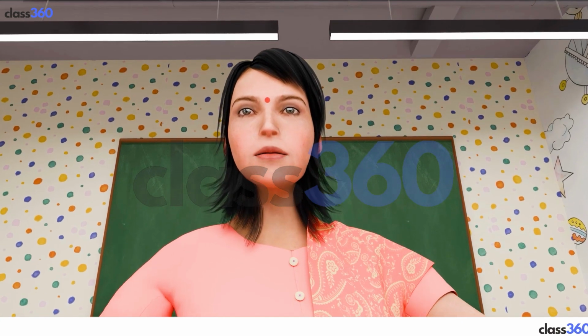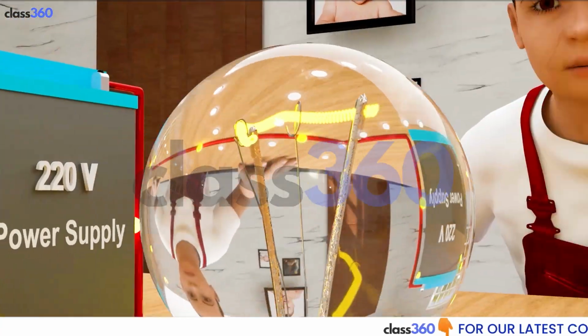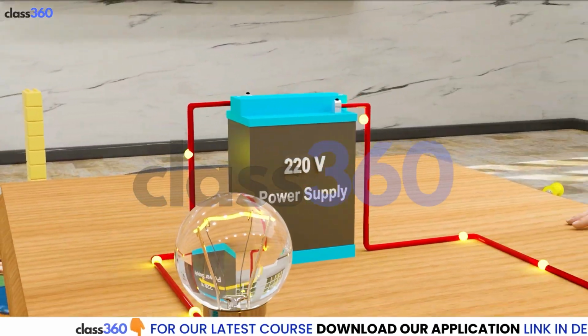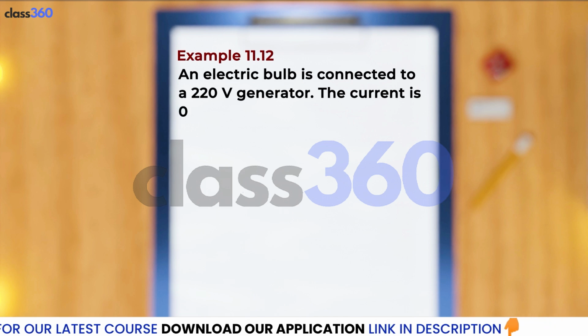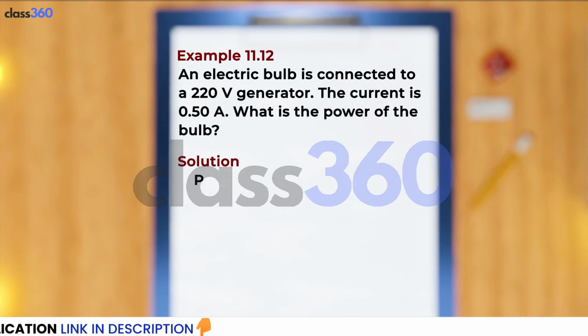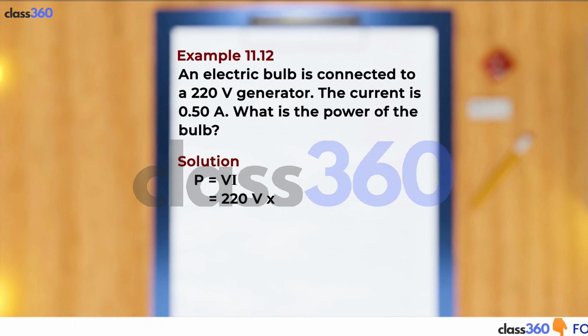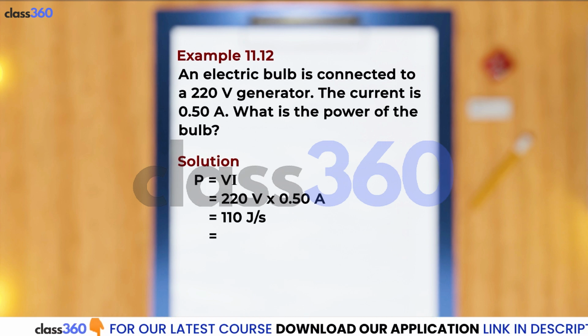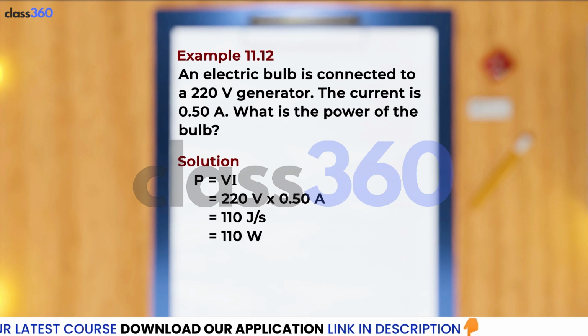Let's solve some examples. An electric bulb is connected to a 220 volt generator. The current is 0.50 ampere. What is the power of the bulb? P is equal to V into I, 220 volt into 0.50 ampere. So 110 joule per second, that is 110 watt.